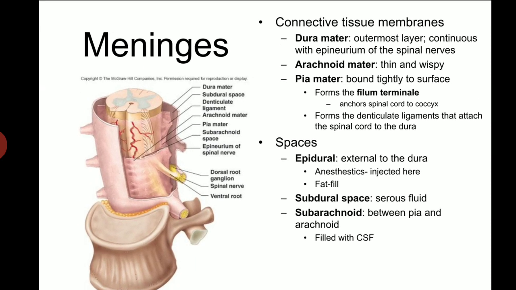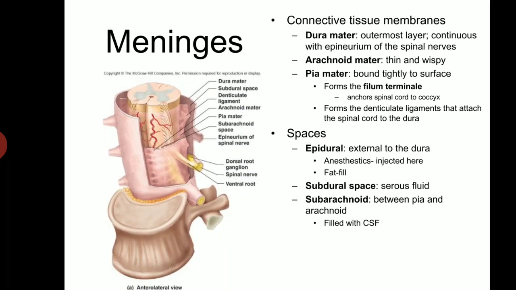Now, the arachnoid mater is the second layer, thin and wispy. Okay, so this one is the second layer, arachnoid mater, and the third layer, which sticks to the spinal cord, is the pia mater, bound tightly to the surface of the spinal cord.